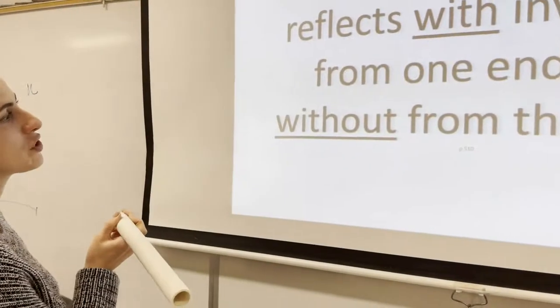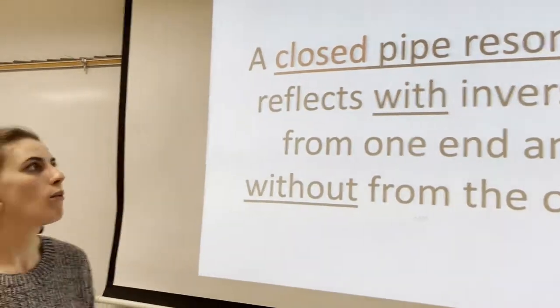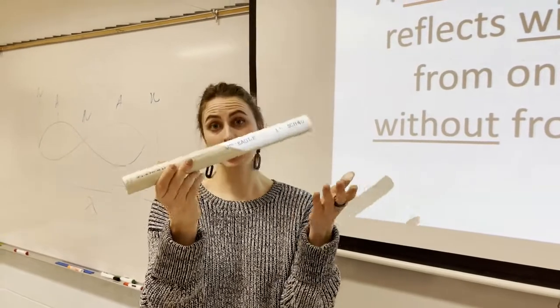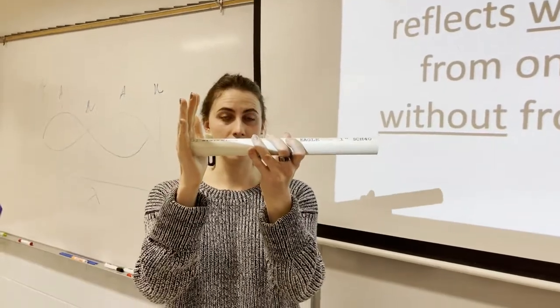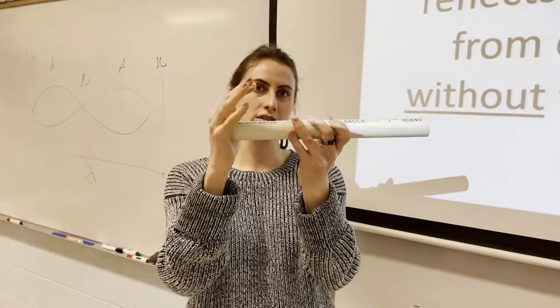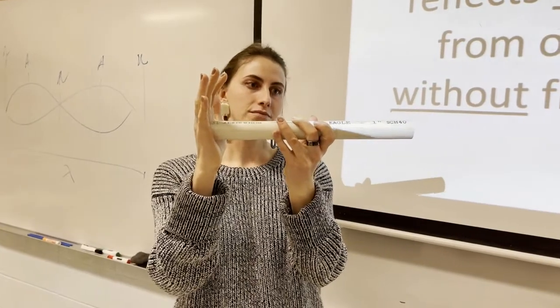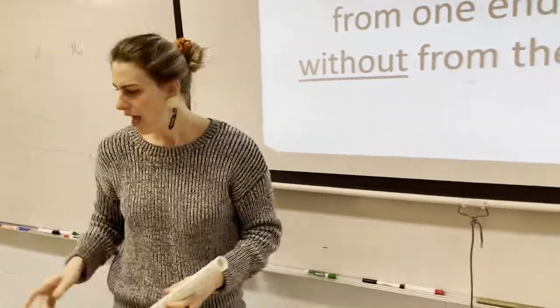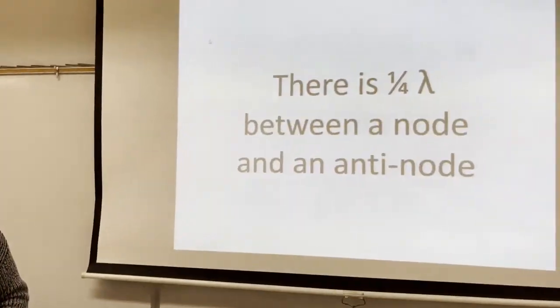So it reflects with inversion. And what is a closed pipe resonator? Well, this is an example. When I hit it like this on this end, it's a closed pipe because one end is closed. You keep your hand over it, and the other end is open. So that's a closed pipe resonator. And I think we're going to talk more about that definition here in a second.